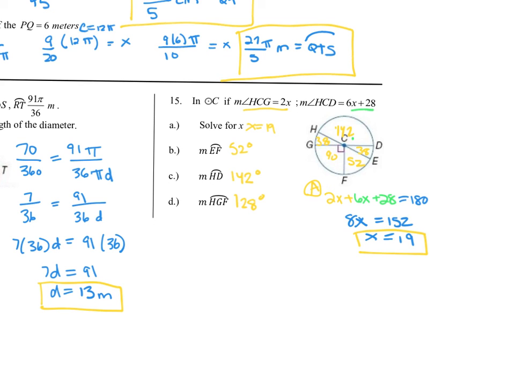And then I would look and see, well, what do they want to know? They want to know the measure of arc EF. So EF right here is 52. And then HD right there is 142. And then we have a major arc, HGF, and 38 and 90 would give me 128.